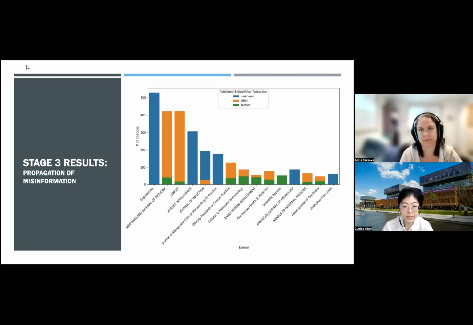If we were unable to find a retraction date, we colored them in blue, which basically states that for those retracted articles we weren't able to find a retraction date, and that affected how we colored the rest of the citations. But it's surprising that there are a lot of post-retraction citations, especially for New England Journal of Medicine and The Lancet. This implies that journals possibly have to do a better job of communicating that articles are retracted. And this alludes to the propagation of misinformation.